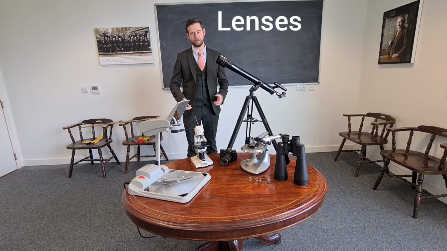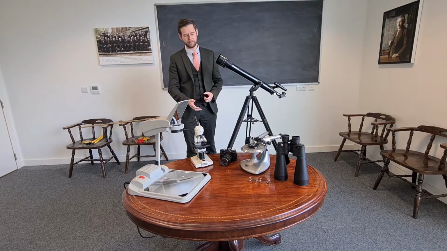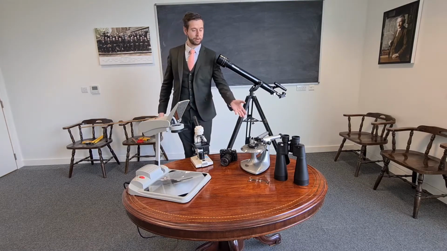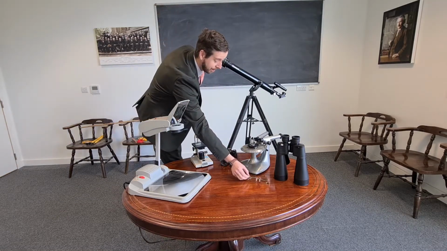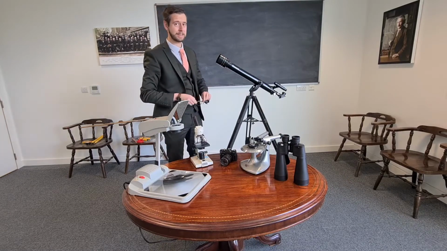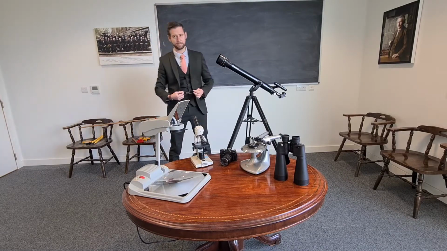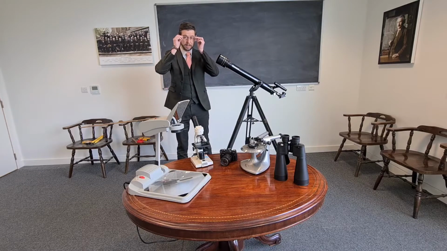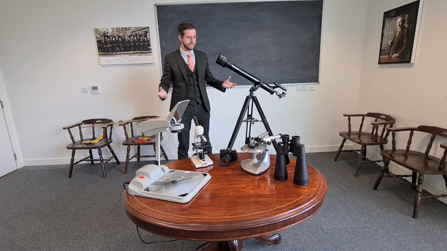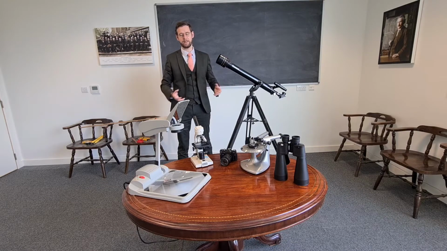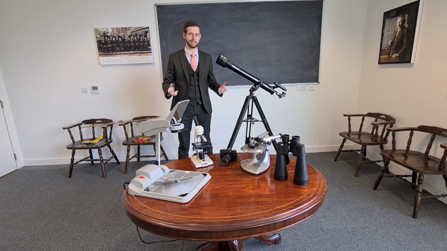So what do these objects all have in common? Well, we have here a visualizer, a microscope, a camera, a spectrometer, a pair of binoculars, fancy pair of glasses, and of course a telescope. Well, the answer is, of course, they all work with lenses. All of these have lenses somewhere within their construction. And in this section, we're going to see how lenses work.